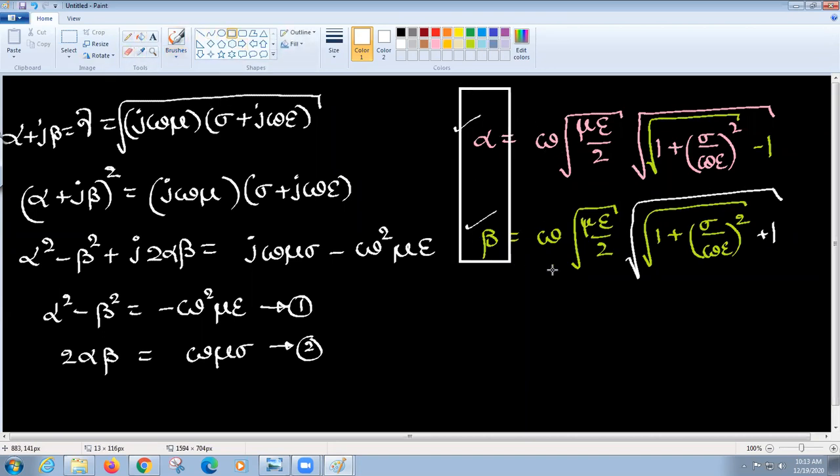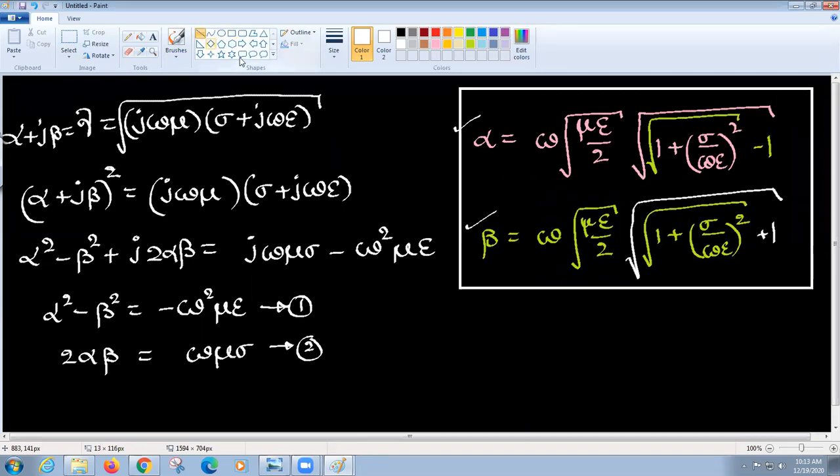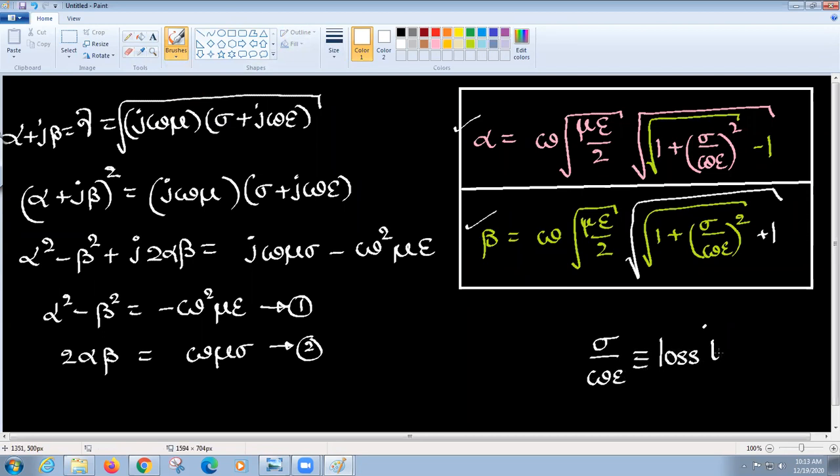Yeah, you can remember this. If you want, you can solve, otherwise just remember this. Okay. See, we will study about this sigma by omega epsilon. This we call as loss tangent. So when power is propagating in a medium, what is the power loss in the dielectric medium with respect to the conducting medium? That's what we will see as loss tangent, that you'll understand. But loss tangent, we will take sigma by omega epsilon.